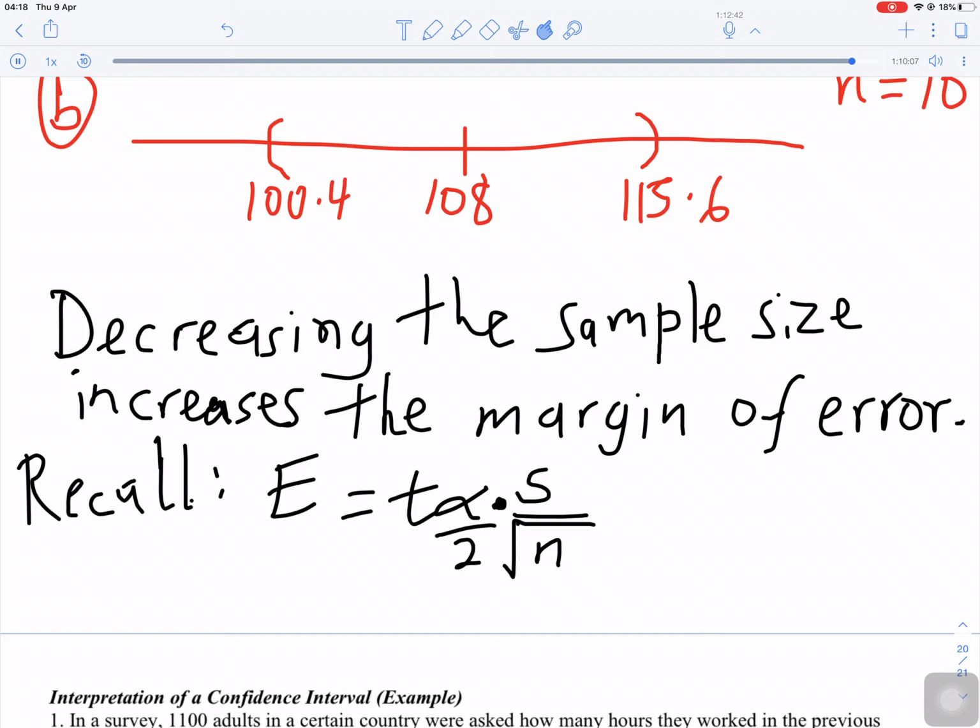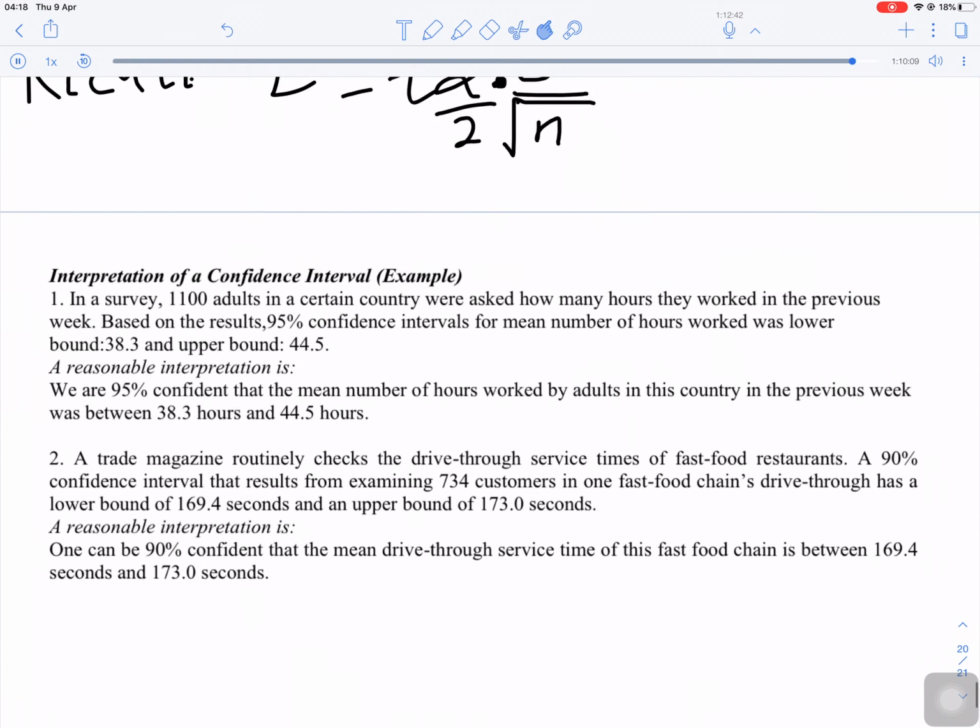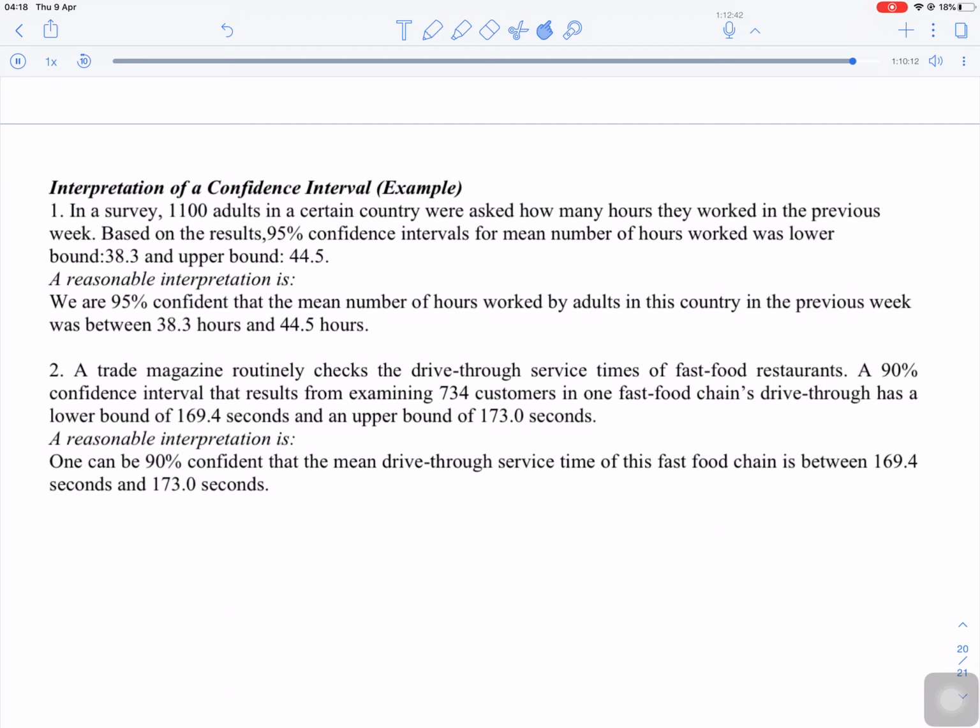All right. Now some interpretations we can look at. So, interpretation of a confidence interval. In a survey, 1,100 adults in a certain country were asked how many hours they worked in the previous week. Based on the results, the 95% confidence interval for the mean number of hours worked had a lower bound of 38.3 and an upper bound of 44.5. So if we have these bounds, how can we interpret our results?